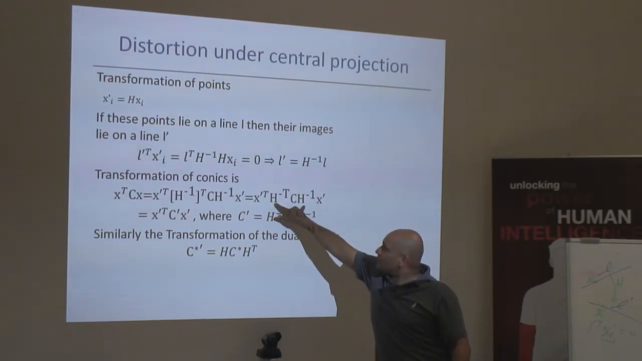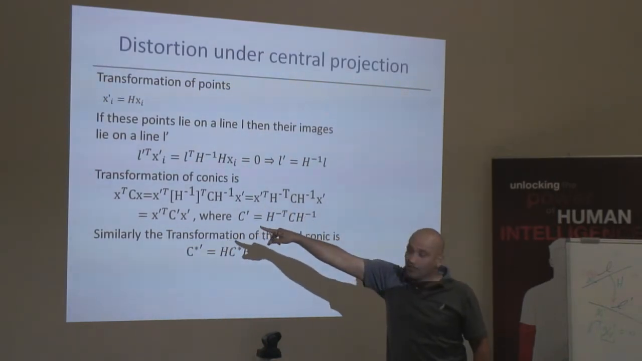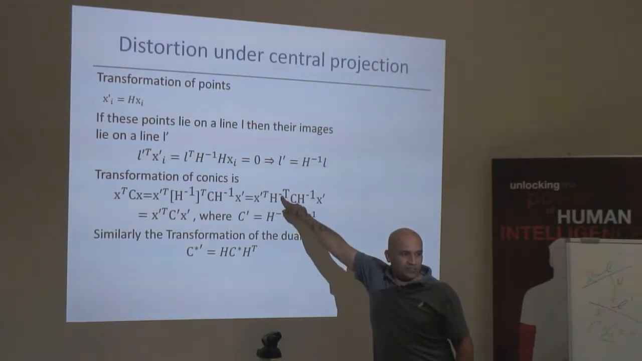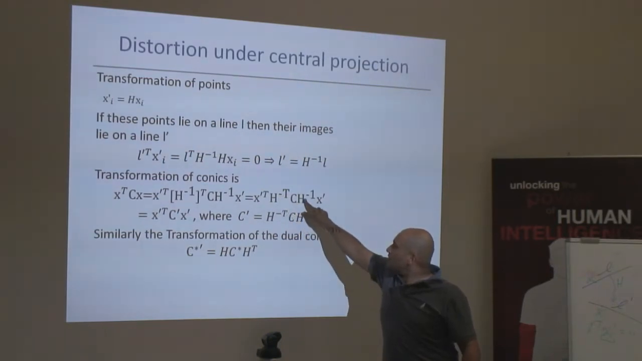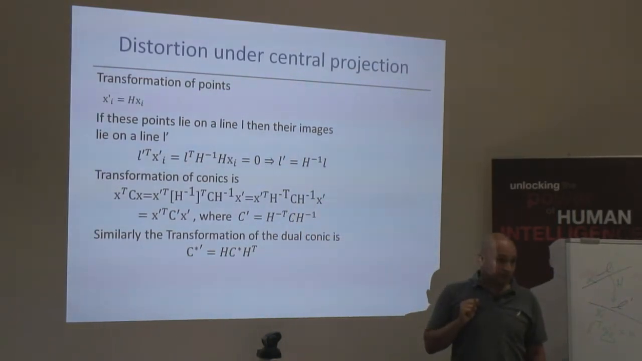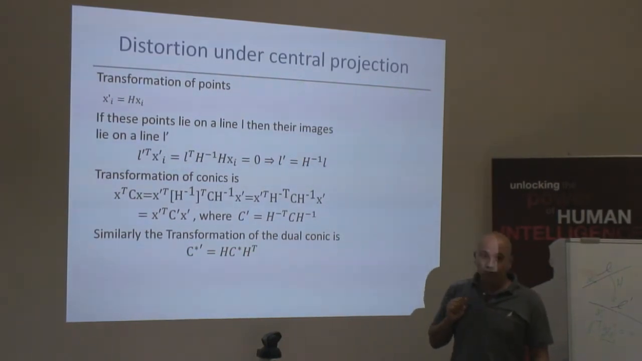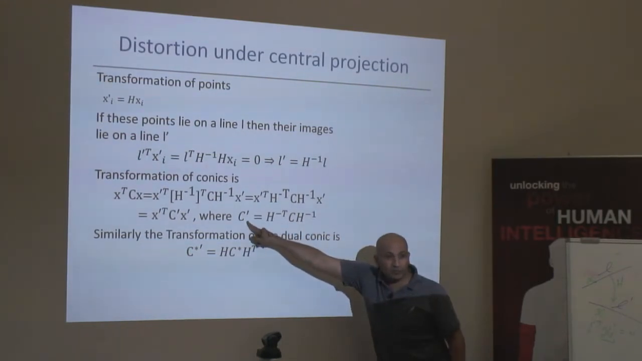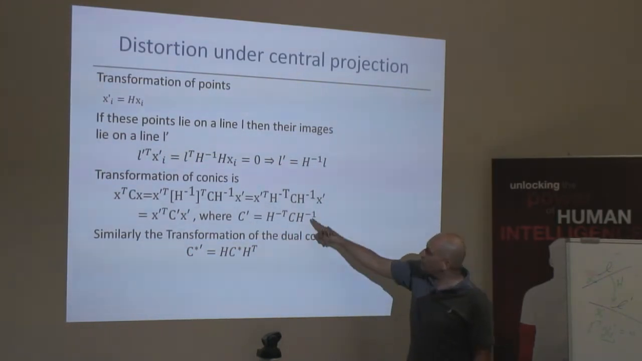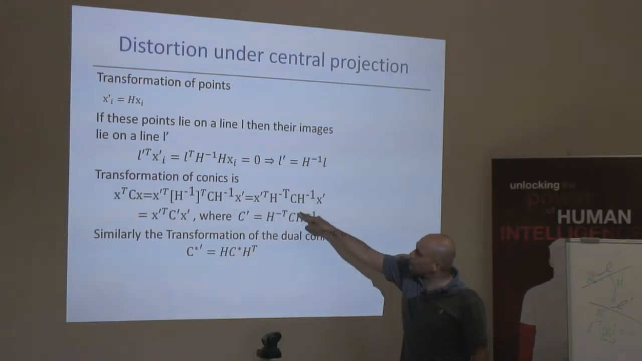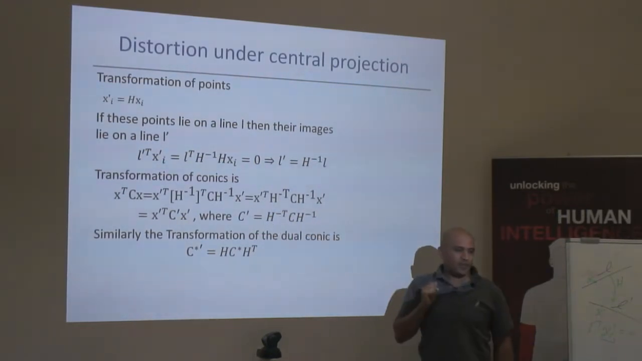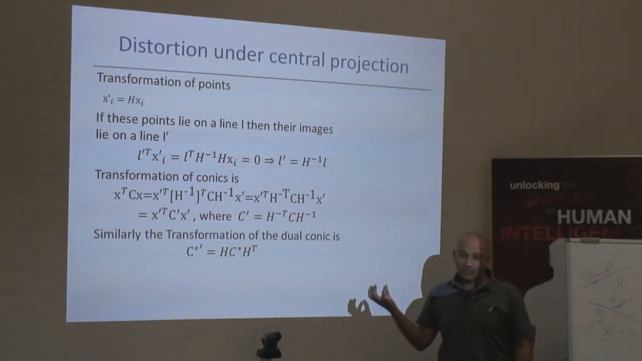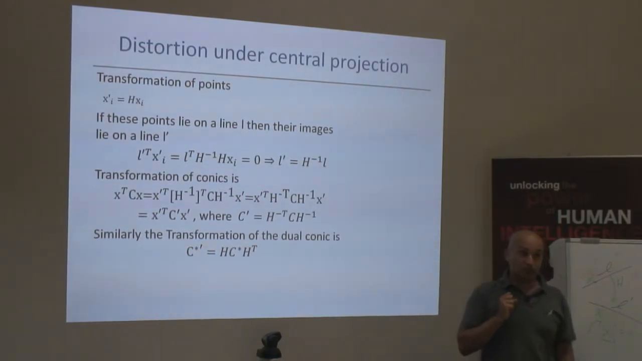which means that the transformation of that conic C will be represented as H minus T, meaning the inverse and the transpose, multiplied by C multiplied by H minus 1. And this is how we map a conic. A conic C will be mapped to a conic C prime by the same projective transformation. The only difference will be H minus 1 multiplied, from the other side, by H minus T, which is, on one side you will have the inverse, and on the other side you will have the inverse transpose.